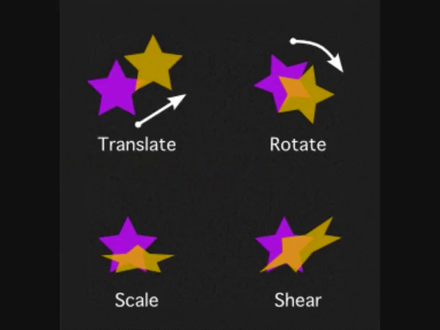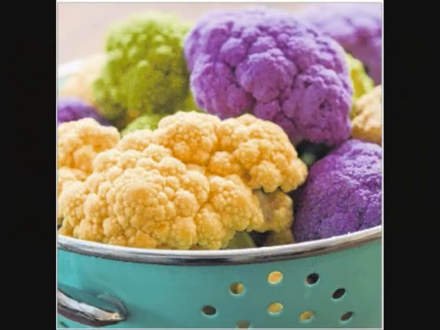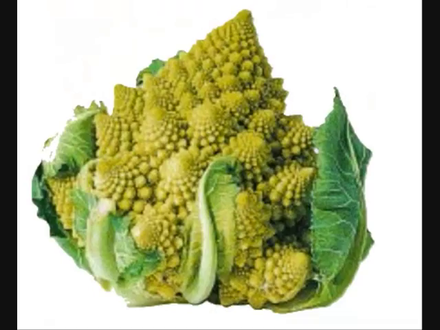Affine transformations are the processes of rotation, reflection and scaling. Many plant forms utilize these processes to generate their structure. In the case of broccoli and cauliflower heads, it can readily be seen that there is a type of pattern which also shows some spiralling in the case of broccoli.